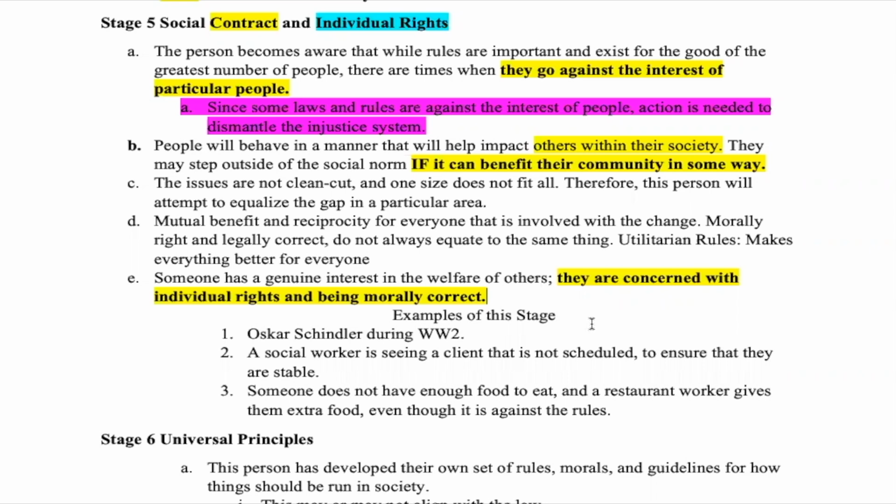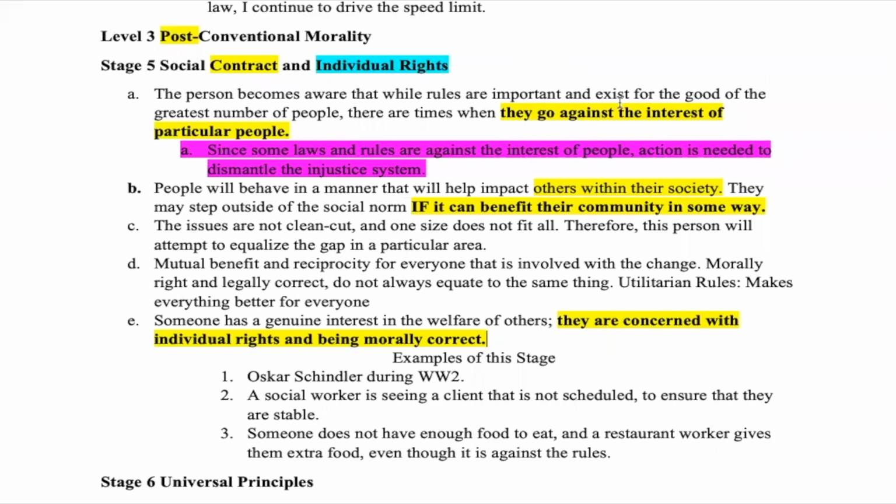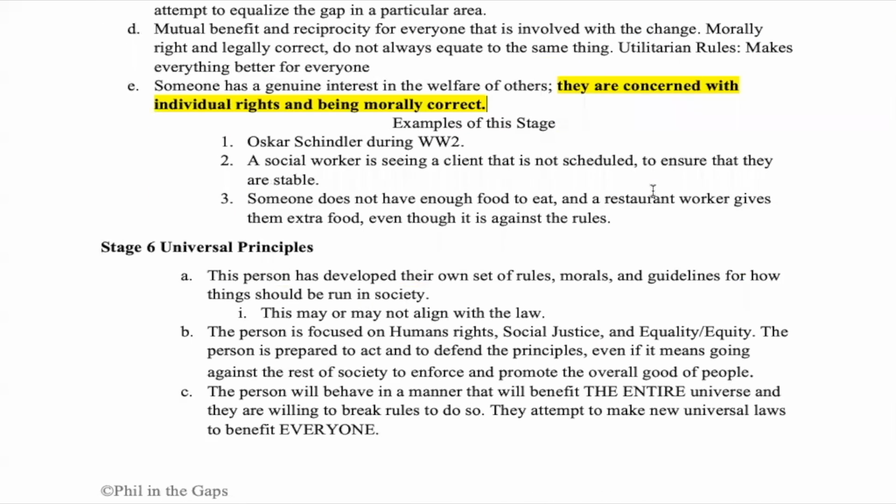So social contract and individual rights is where somebody is going to create a contract in order to advocate for the individual rights of people of their community. The last stage, again, second stage within level 3, post-conventional morality, it's beyond what would be conventional within society, is universal principles. So key emphasis on universe. Why? Because it takes it a step further, and this person is going to advocate for every single person in society, every single person in the entire universe.